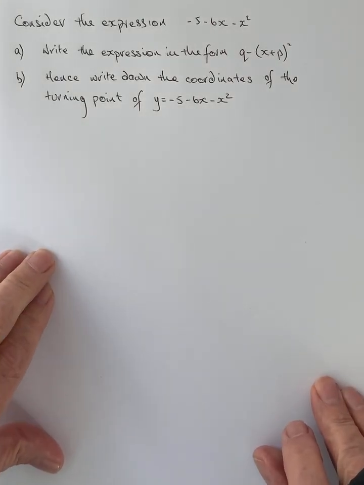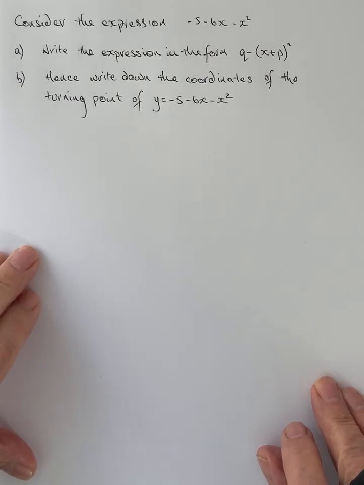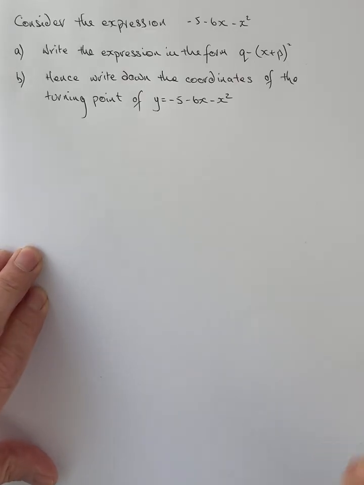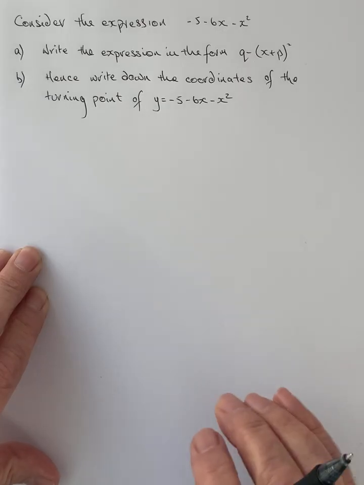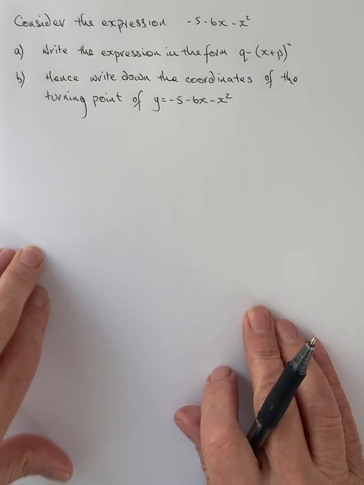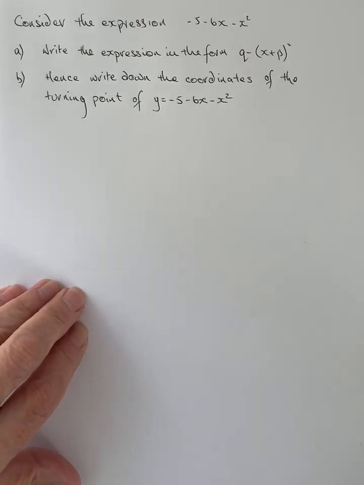So consider the expression -5 minus 6x minus x squared. A, write the expression in the form q minus open brackets x plus p close brackets squared. What it's saying to us is complete the square on this expression. Okay, and that's what we're going to do.